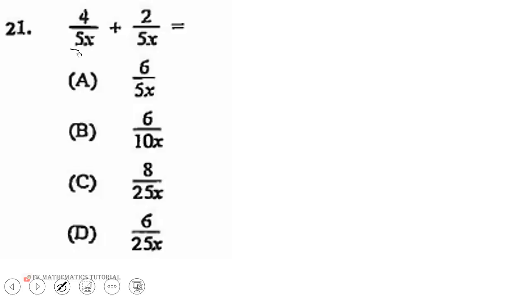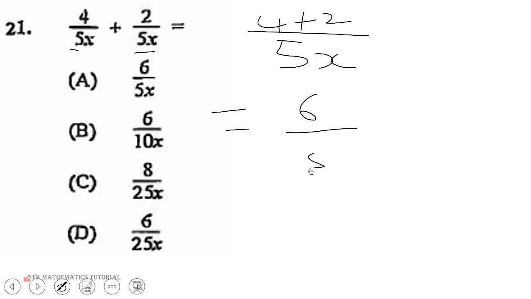Question 21. 4 over 5x plus 2 over 5x. Since the denominators are the same, you keep one and add the numerators. So this will be equal to 6 over 5x. So the correct answer is option A.